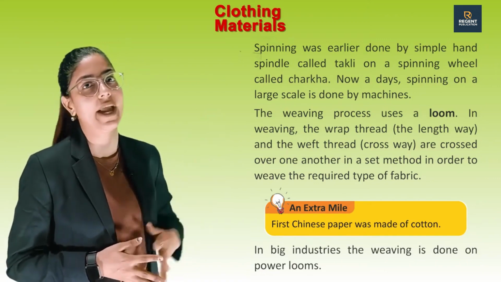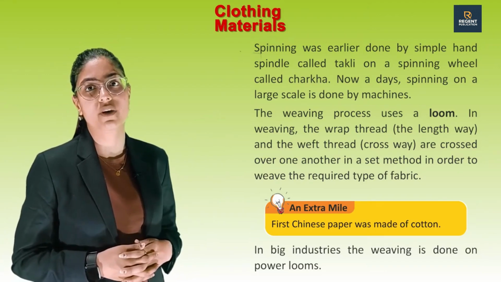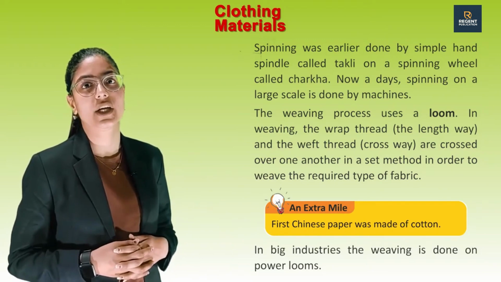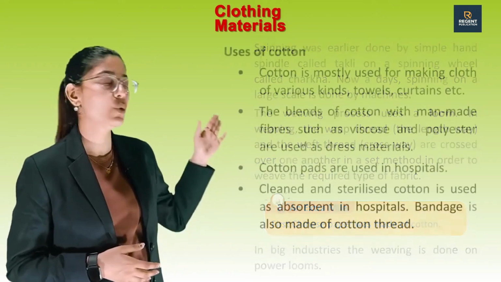Let's see an extra mile. The first Chinese paper was made of cotton. In big industries, the weaving is done on power looms. Uses of cotton.